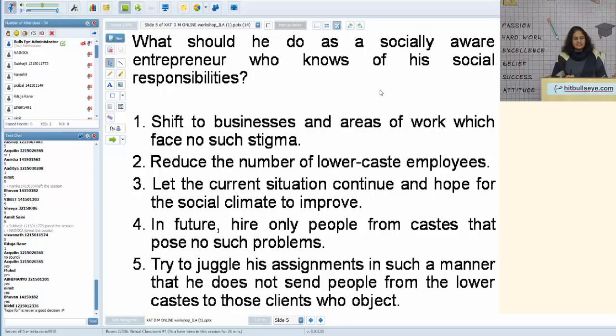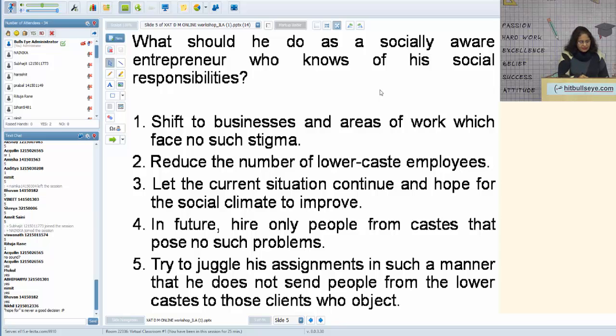So shift to the businesses. This is the first option, which is evading the issue. You are not tackling the issue. Instead of resolving the situation, you just want to go and start a business somewhere else. So again, he might just lose the purpose for which he started, and this is not the kind of option which we are looking for. Very clearly, this kind of option will be escaping the issue, evading the issue. Any such option is a wrong option.